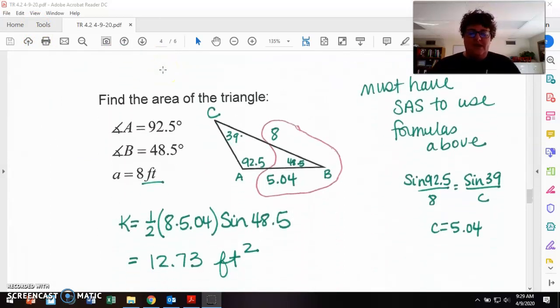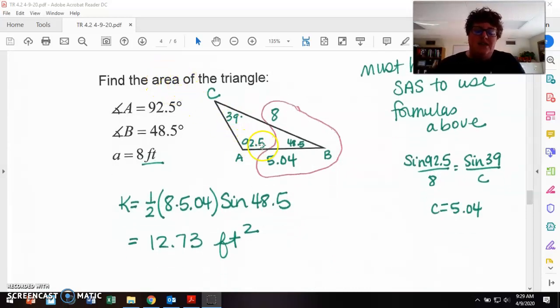Okay, so for this one, again, you must have side, angle, side. So I'm given 92.5, I'm given 48.5, and I'm given the 8. So there I have angle, angle, side. Okay, so I don't have enough information to use it yet.